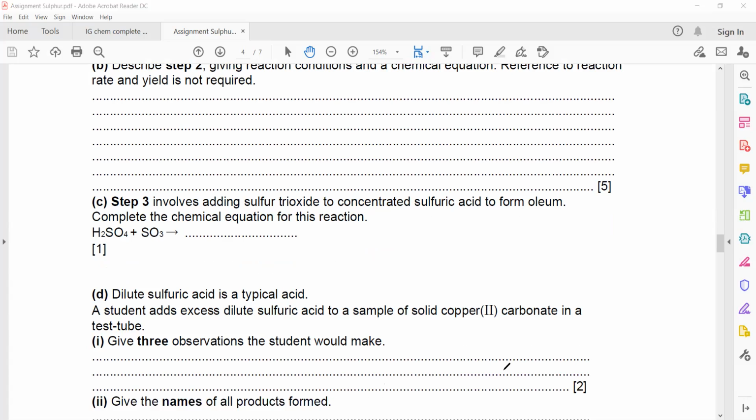H2SO4 plus SO3. So what will result? It will result in the formation of H2S2O7, which we also call oleum.